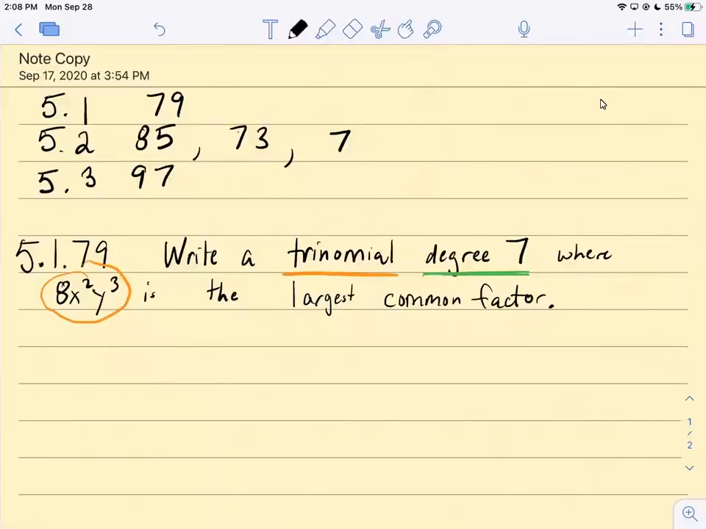Trinomial just means three things. Three things, like two plus signs, basically. Three things being added that are distinct, that have distinct degrees, like distinct exponents.